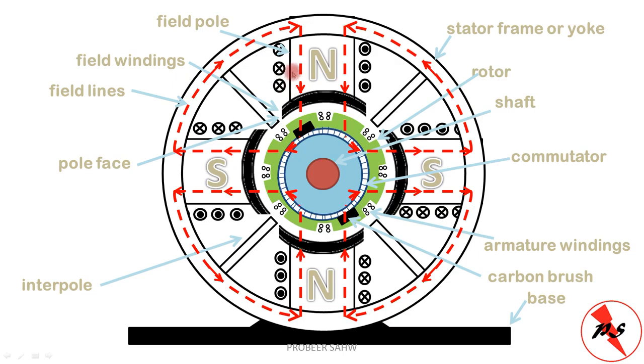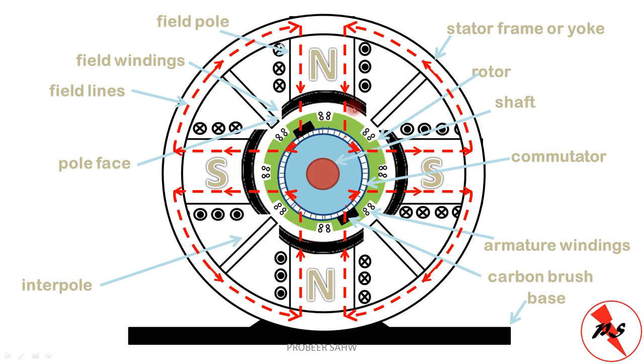When we pass current through these field windings, the direction of the current will be shown by the cross and the dot. Cross means current is entering into the screen, dot means current is coming out of the screen. So these are the field windings. We pass current through them. Due to passing of DC current and the magnetic effect of electric current, field poles will be created like this according to the direction of current in these field windings. So alternating north and south poles will be created.